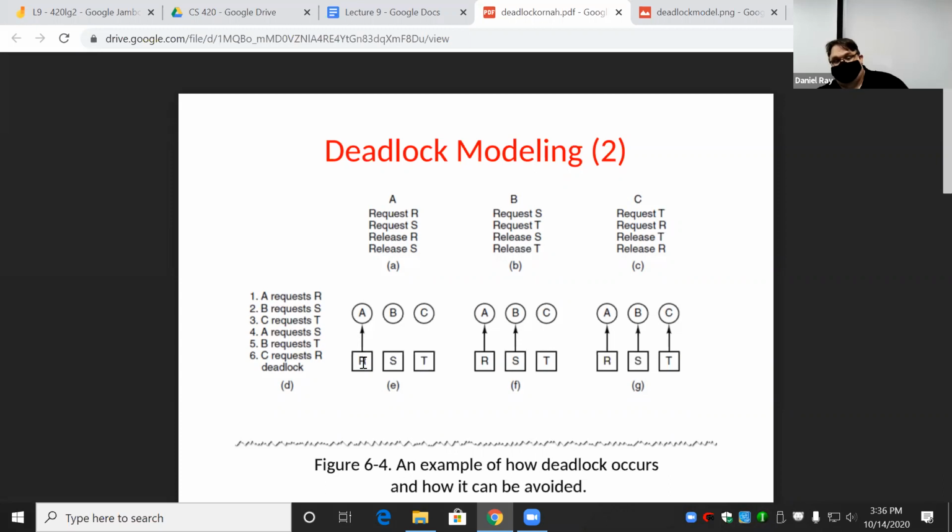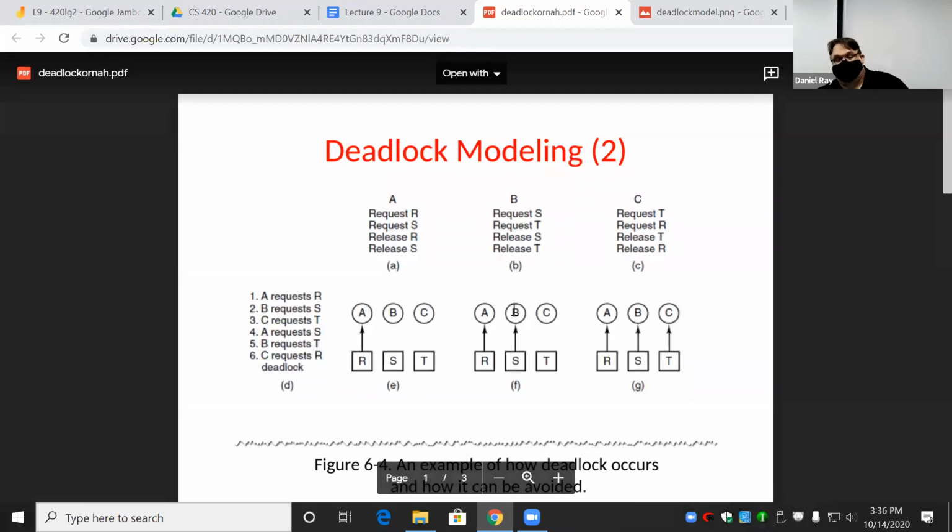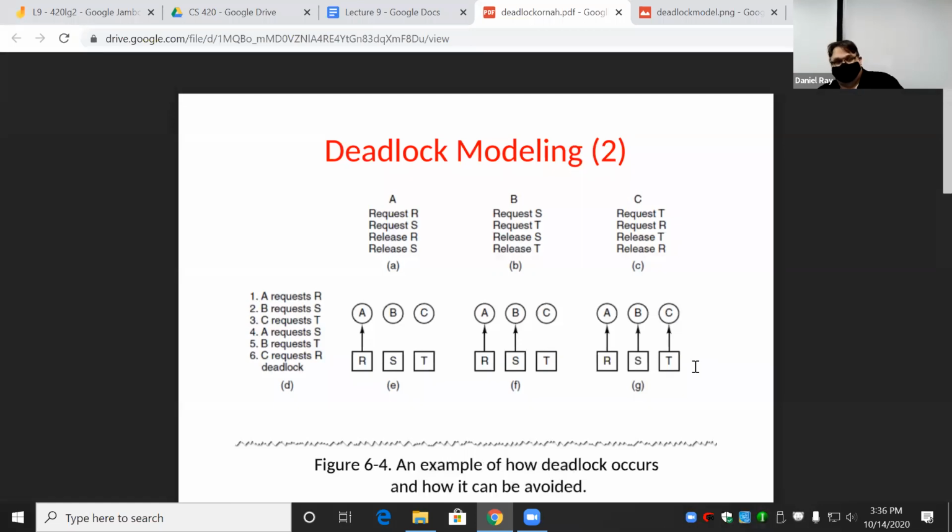A requests R, and then A receives R, right? There's a secret transition in between each of these. They get it if they can, okay? So A requests R, and R is given to it. B requests S, and S is given to it. C requests T, and T is given to C, okay?